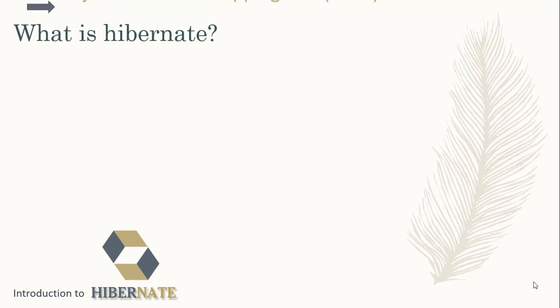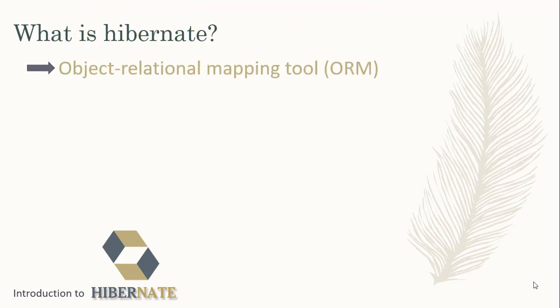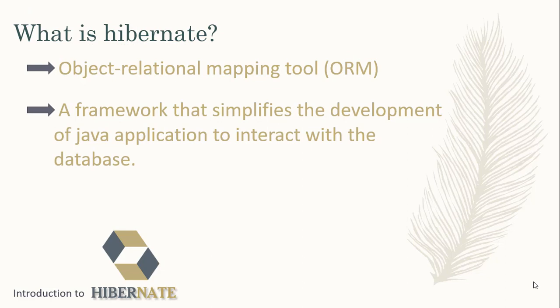What is Hibernate? Hibernate is an object relational mapping tool. You must keep in mind that it is a tool that helps us with mapping of objects to the relational database tables. We can define Hibernate in another way: Hibernate is a framework that simplifies the development of Java applications to interact with the databases.